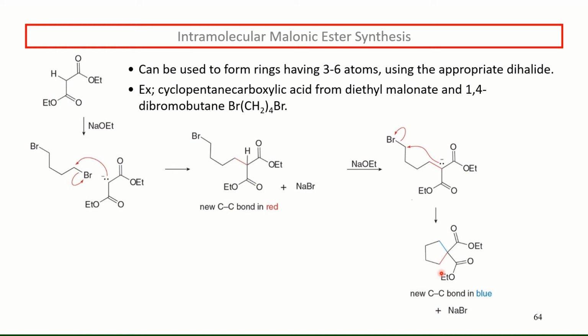which then gives us a ring. And note, our ring has a diester, so we still do have that beta-ester, which can then be saponified and heated to give us our diacid, to give us our acid. So in this case here, we have the cyclopentane carboxylic acid.